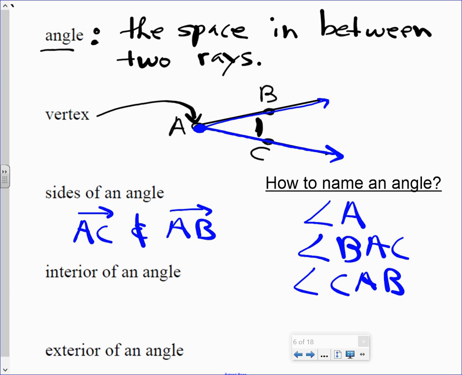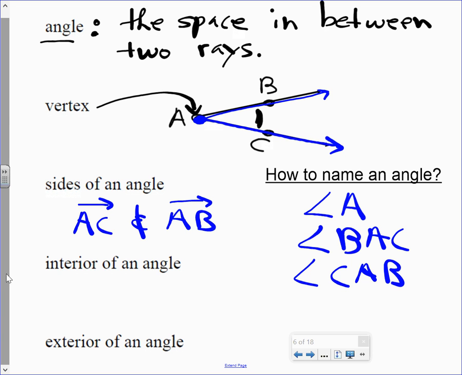Sometimes in textbooks in geometry, you'll see a 3-letter method of naming an angle or just a 1-letter method. All of them are legitimate and equally valid. That's how we talk about angles. That's how we name an angle. All right. Moving right along.